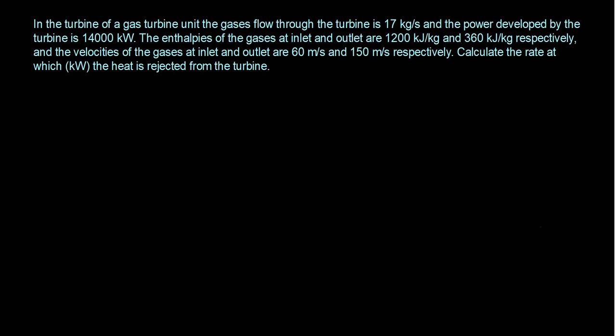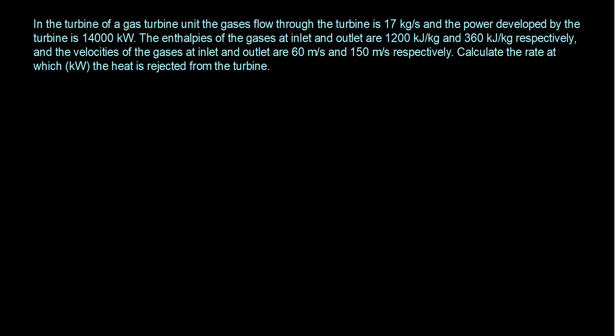There is a turbine, right? In the turbine of a gas unit, the gases flow through the turbine at this mass flow rate, m dot, which is given to us as 17 kg per second. The power developed by the turbine is 14,000 kilowatt. This is the power which we are getting from the turbine, so obviously it is work.